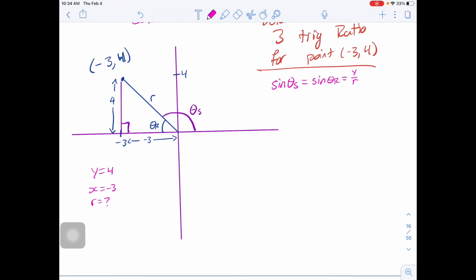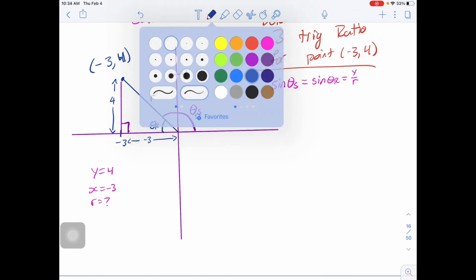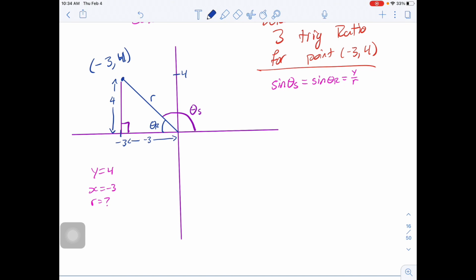So how the heck are we going to find r? Well, you can use the Pythagorean Theorem. We know that this is a right triangle, so we can do a squared plus b squared equals c squared. And in Math 20-1, you want to get used to saying this: x squared plus y squared equals r squared. That was weird. That should have been a squared there, not r.